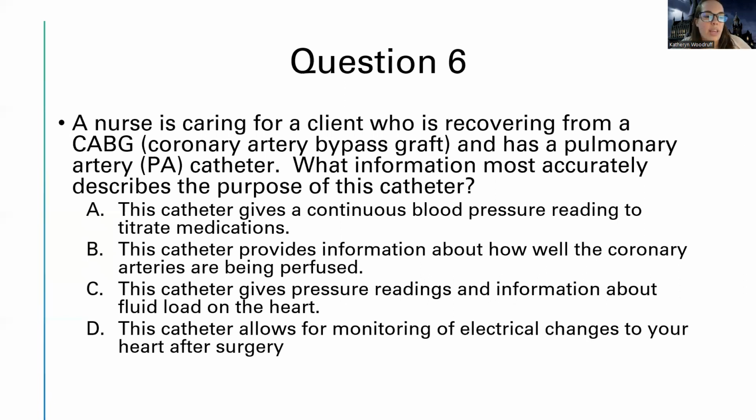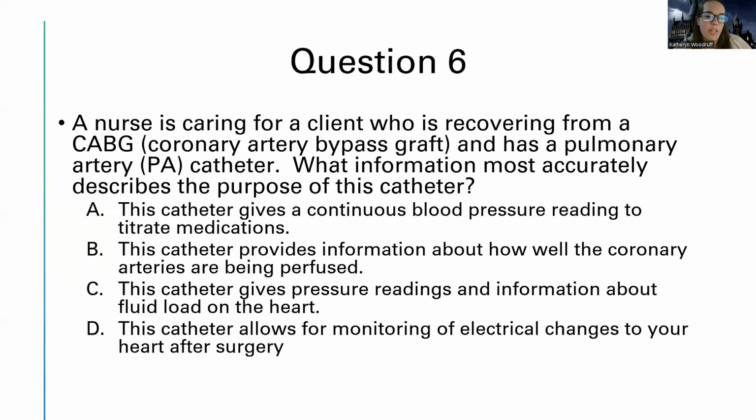Okay, so the catheter provides information about how well the coronary arteries are being perfused. Well, this is a pulmonary artery catheter. It's not in the coronary arteries. So I don't think that's the best description, because that doesn't even seem like something that exists. So I'm going to say no. This catheter gives pressure readings and information about fluid load on the heart. Well, I like that. I know that the pulmonary artery tells us what's going on with the left side of the heart and something about fluid. So I like that one the best so far.